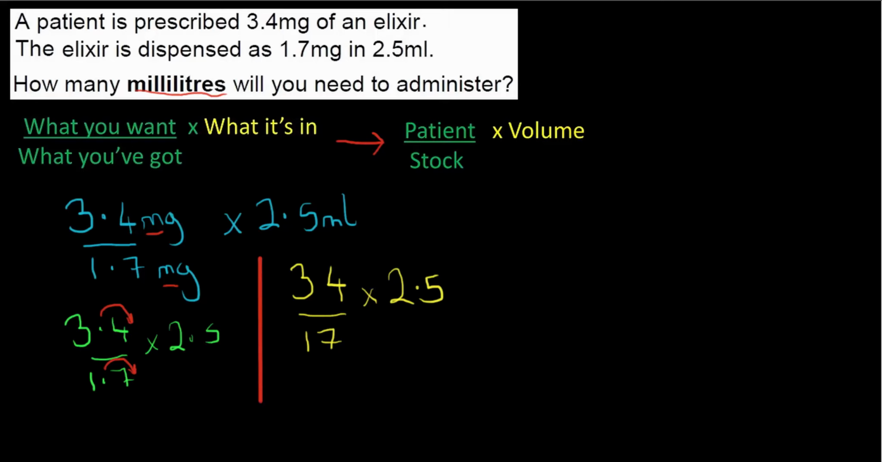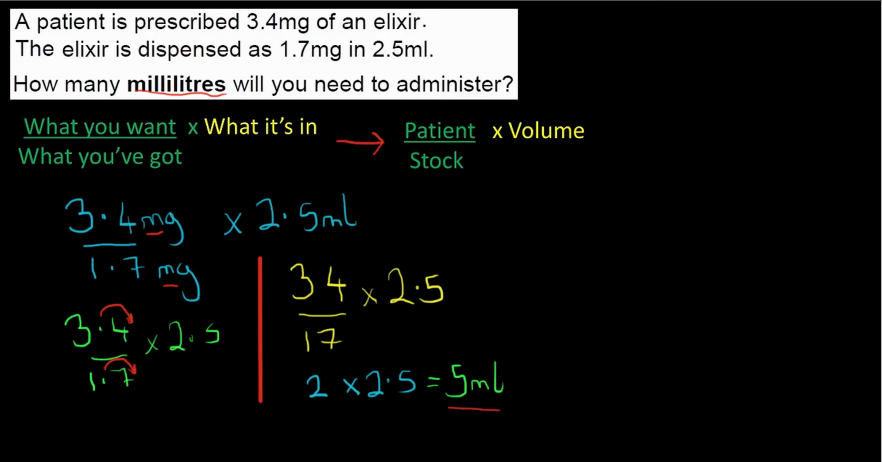On first glance, that fraction does not look like it simplifies, but in actual fact it does, because 34 is just 2 lots of 17. So it in fact becomes 2 over 1 times 2.5. And 2 over 1 is just 2. So if I want to, I can even just ignore that over 1 part. Now 2 lots of 2.5 is just equal to 5. So my answer is 5 millilitres, not forgetting my units.